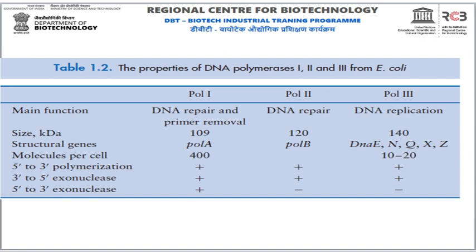Next is 5' to 3' exonuclease activity, which is responsible for removing the primer in lagging strand synthesis. Polymerase I alone has this 5' to 3' exonuclease activity. That's why polymerase I is involved in removing the primer during lagging strand synthesis.